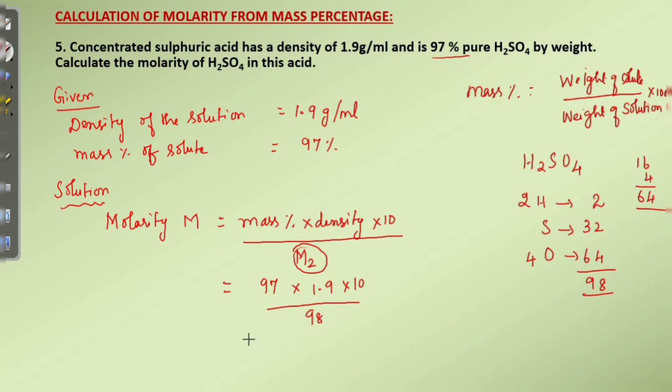See, it is so simple. Okay, it is a simple calculation. 1843 divided by 98 is equal to 18.8. Okay, 18.8 m. So, this is the answer for molarity. This is how we should calculate molarity from mass percentage. Understood, students? Hope you might have understood all the problems. Okay, let us see problems related to molarity in the next session. Thank you.